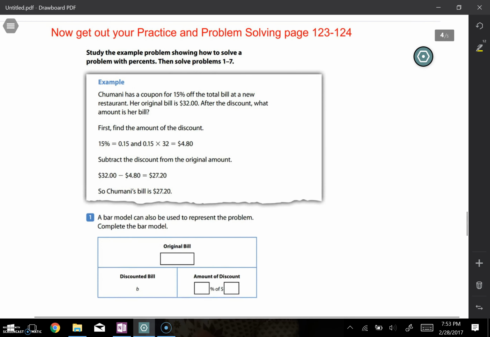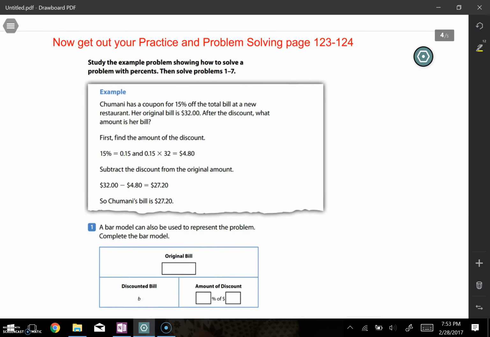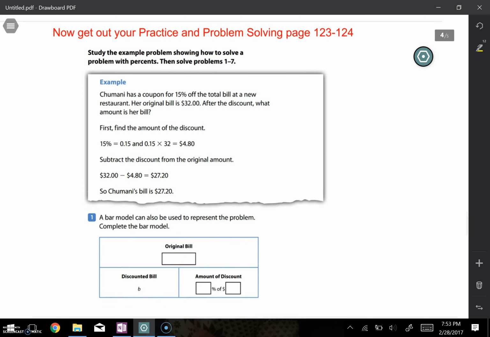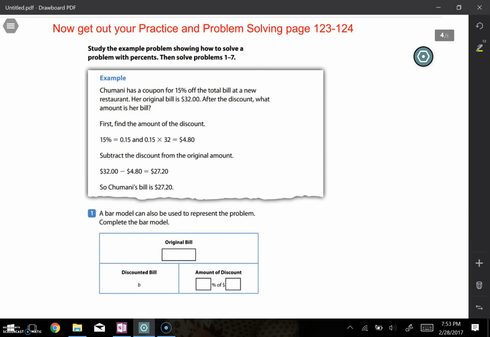Okay. So now what you're going to do is you're going to work on your practice and problem solving on pages 123 and 124. Whatever is not finished is homework. It's going to be talking about the percent change. So go ahead and pause the video, take notes in your book, fill out the table again if you missed something. I know I might be going a little bit fast, but just slow down, pause the video, write things down, and then when you're ready, move on.